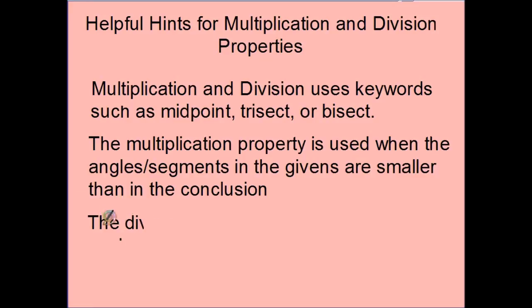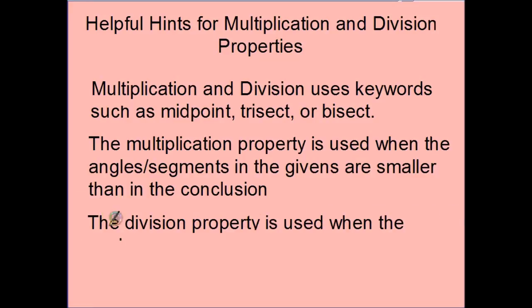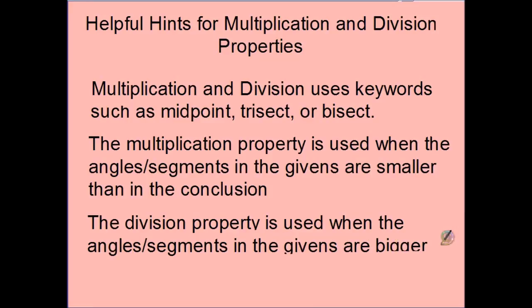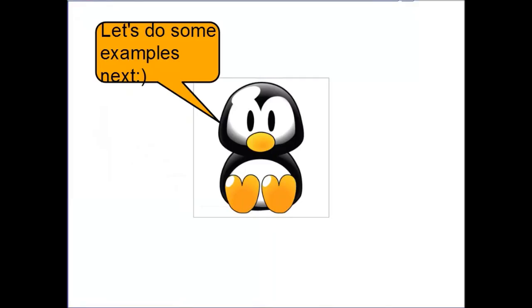And for division, the division property is used when the angles or segments in the given are bigger than in the conclusion. So again, how this one works is you know that the big segments or angles are congruent to start. You know key words about those big angles or segments. Therefore, the little pieces are going to be congruent by division. Alright, so let's do some examples next.